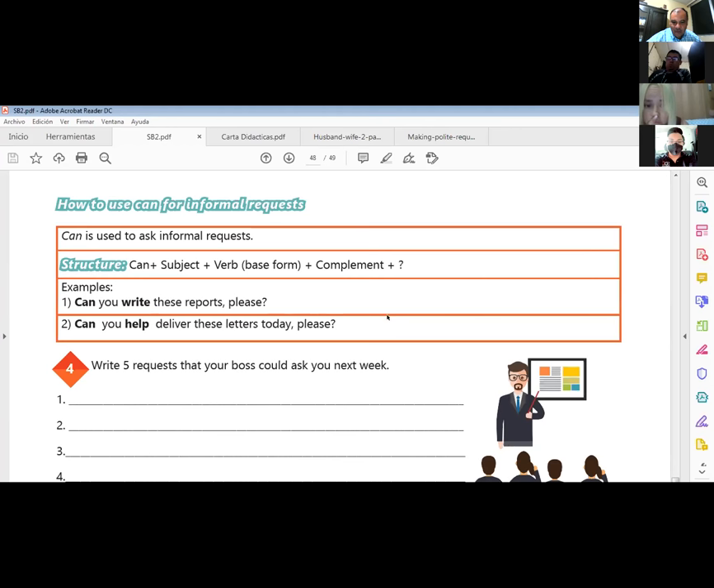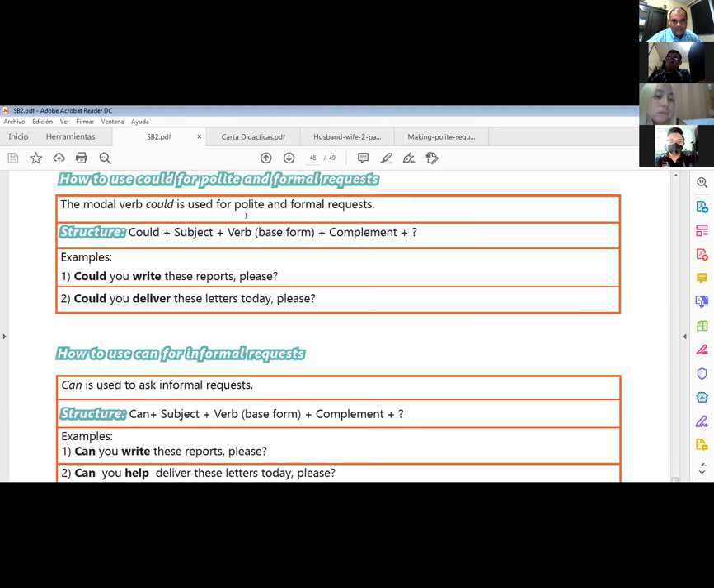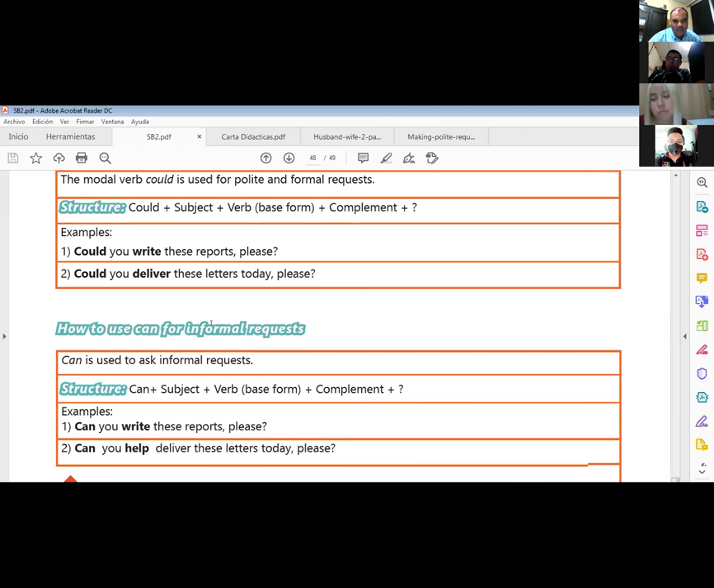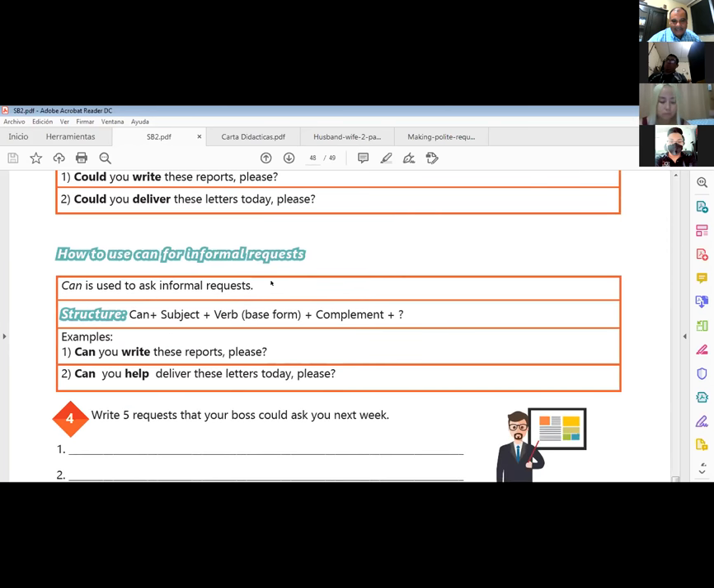So first we are going to make formal requests using could, and later we are going to do the same exercise, but making informal requests using can. Is that clear? Vaya. Primero, con eso que tenemos ahí, vamos a hacer primero requisiciones formales usando could. Y luego vamos a hacer requisiciones informales usando can.